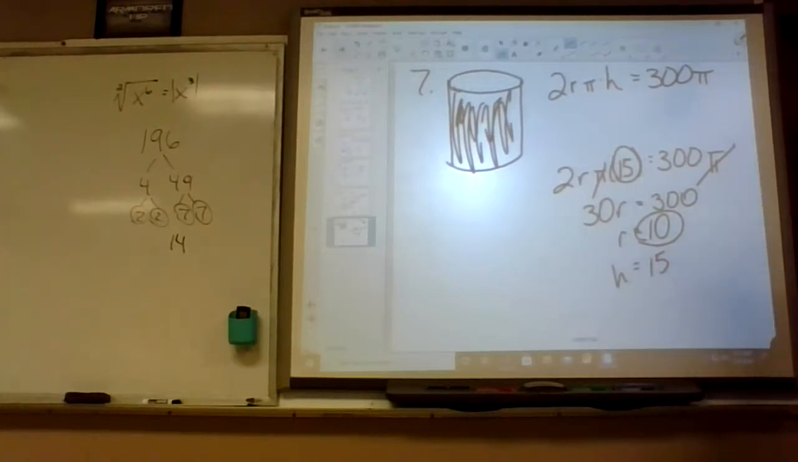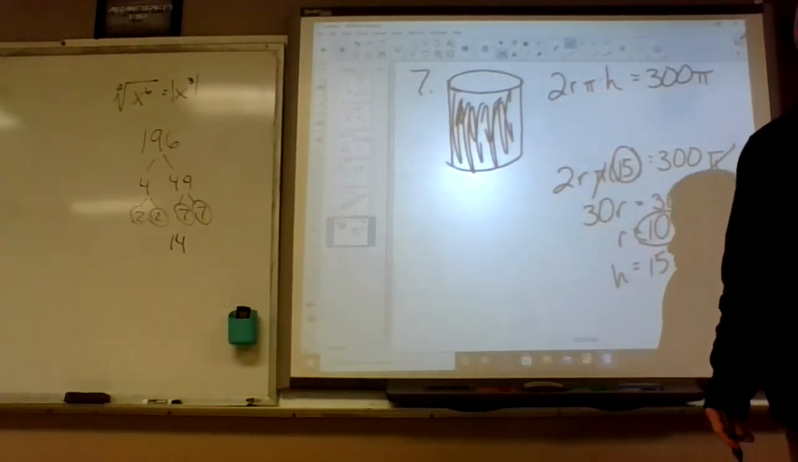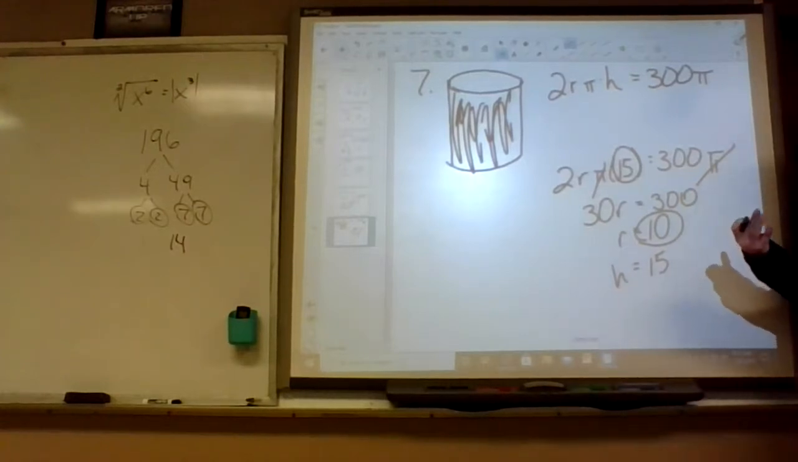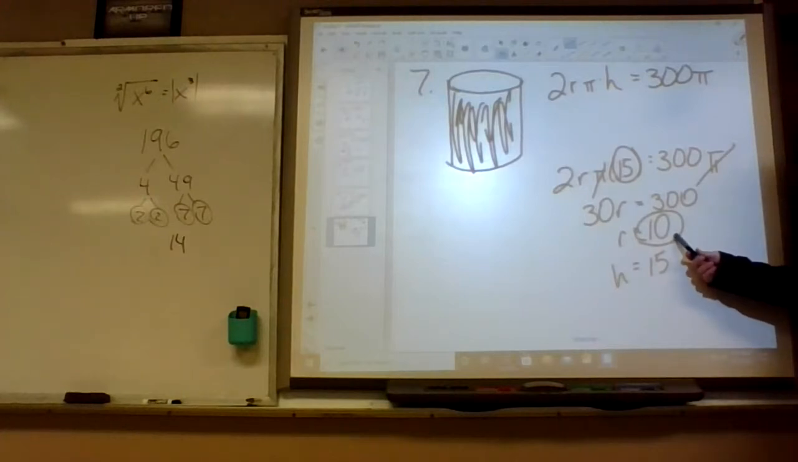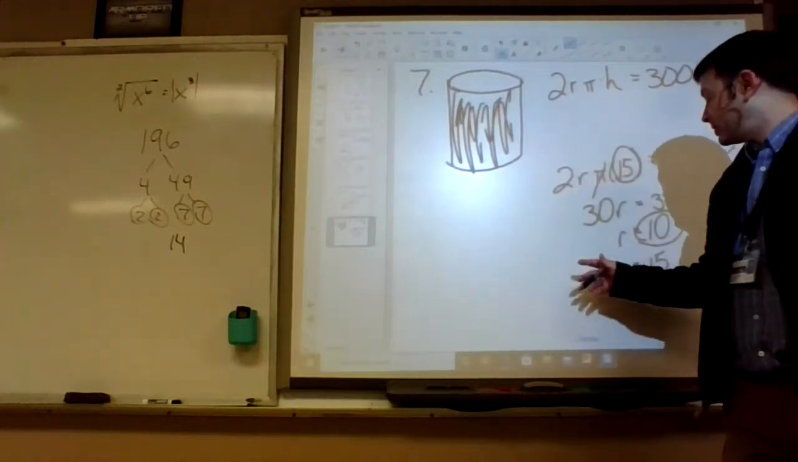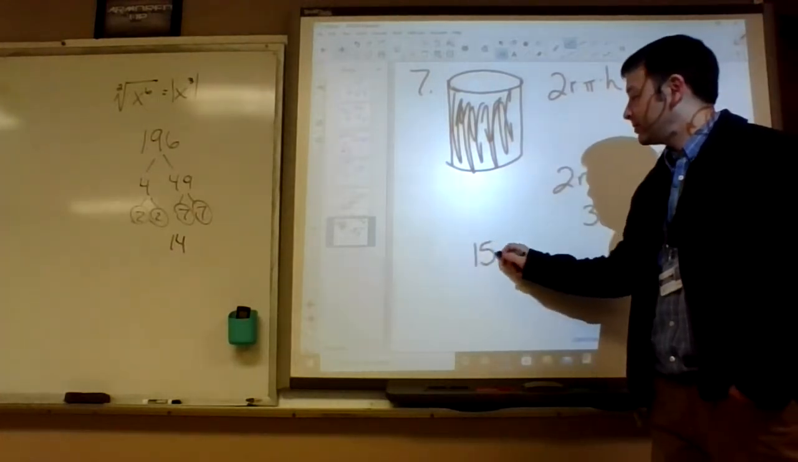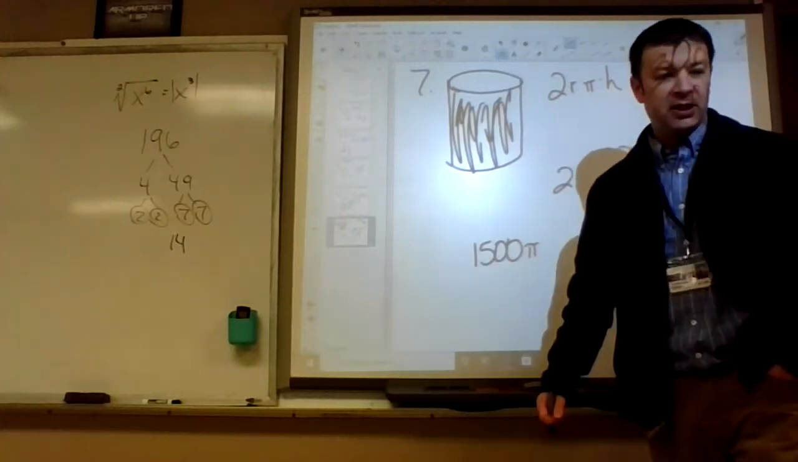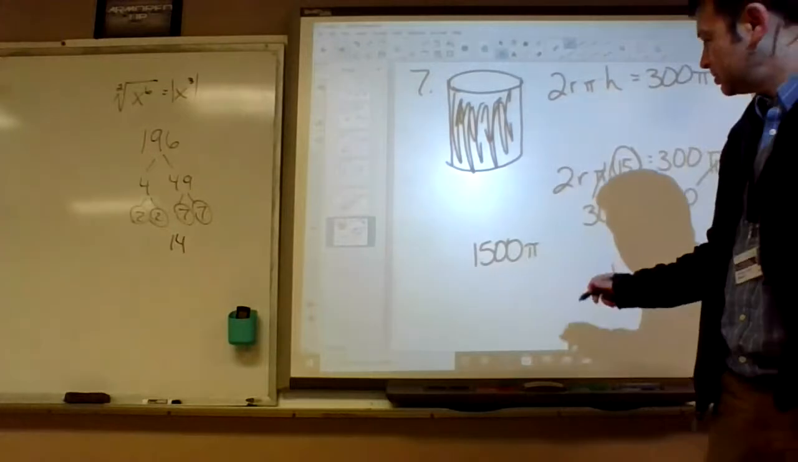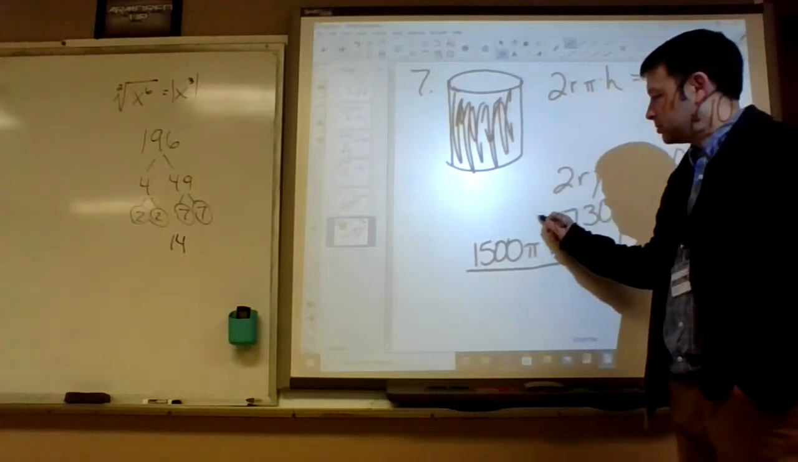So how do I find the volume? How many cubic feet will the tank hold? If they're asking for cubic feet, cubic inches, cubic whatever, that's a volume question. What was the formula we've been using? R squared times pi times height. So 10 squared is 100 times 15, 1500 times pi, which we're going to leave alone. They probably actually gave us units on this one, didn't they? Feet cubed. Cubic feet.